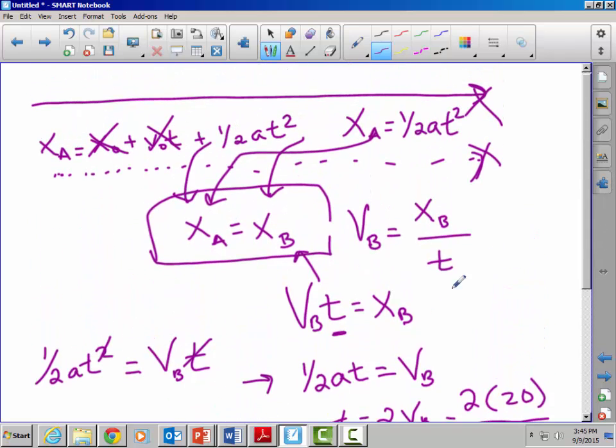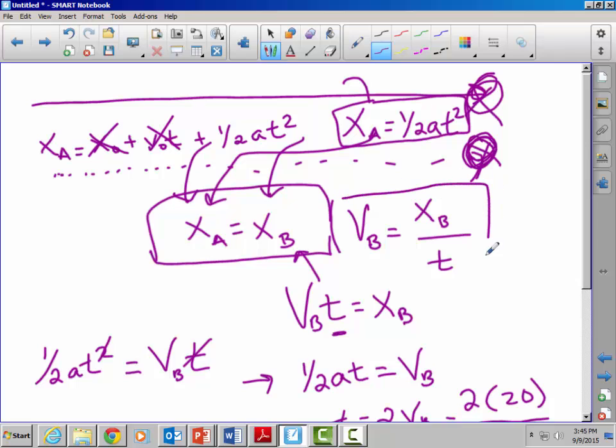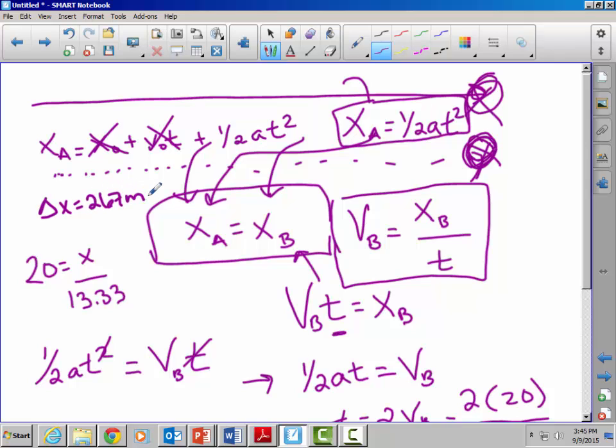Alright, so now that we know the time it takes for those two cars to actually meet up together here, now we can try to find the position. Now it doesn't matter if I use car A or car B to solve for my position. Since they're both in the same spot, they should have the same position. So let's use car B because it's a little bit simpler. So 20 equals x divided by the time it took for them to meet up, 13.33. And that gives you a position of 267 meters.